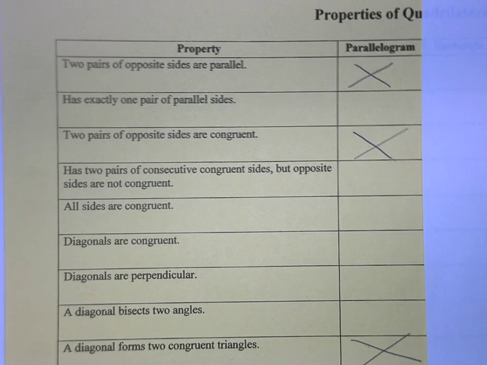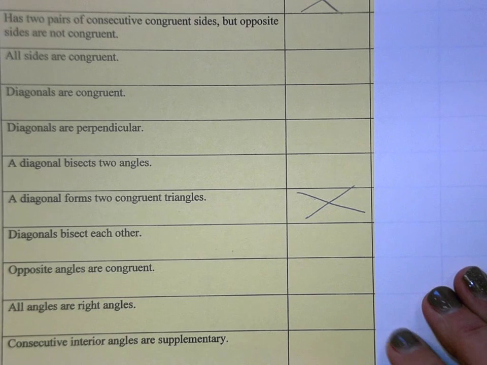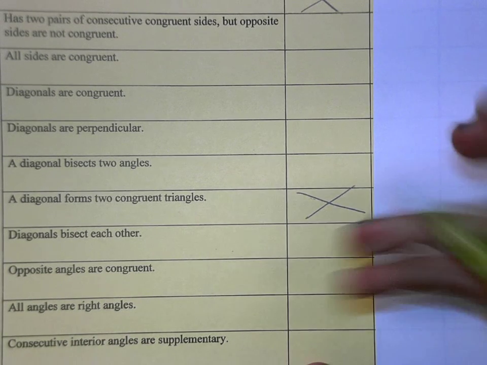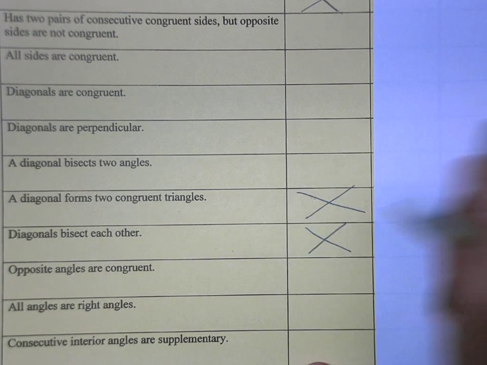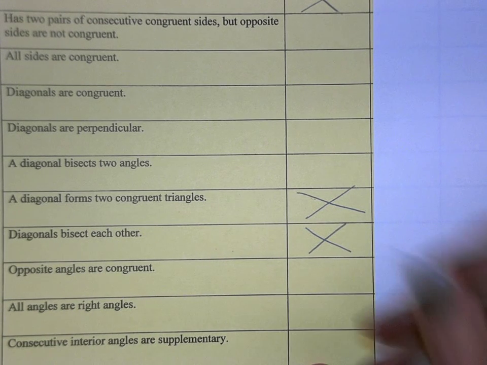Okay. Do the diagonals bisect each other? No. Oh, yes. We just talked about that. Yes, the diagonals bisect each other. Are opposite angles congruent? Yes, we did talk about that.